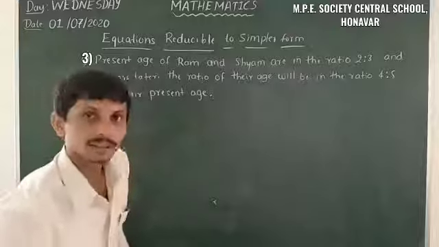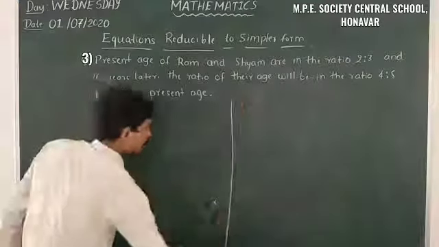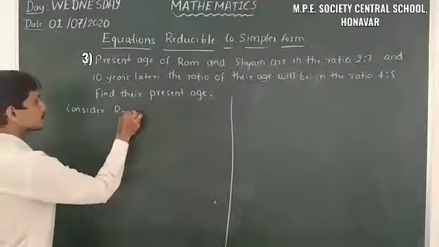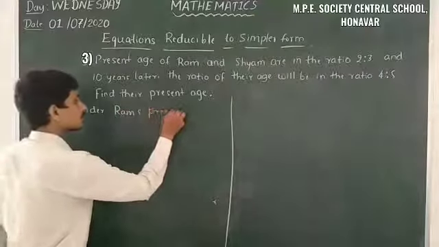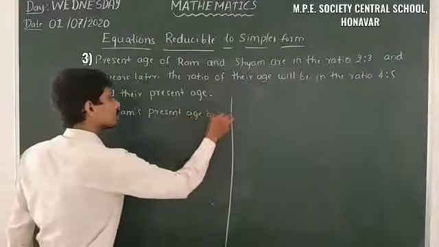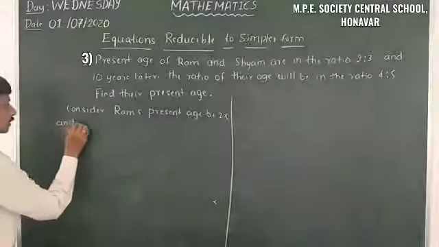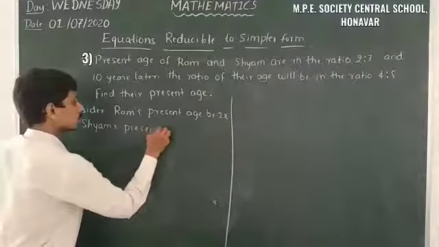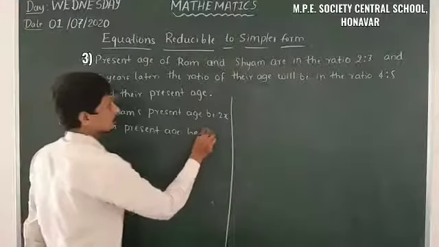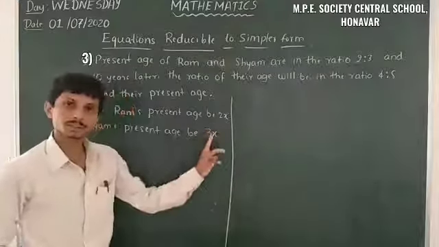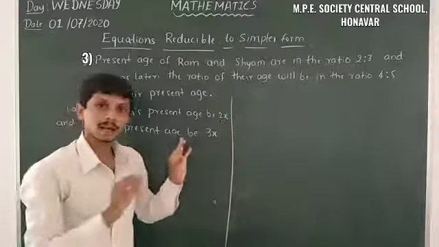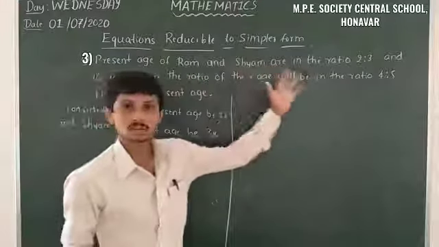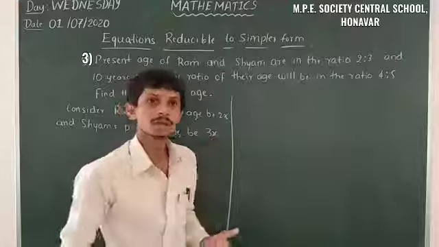That means I will consider Ram's present age to be 2x and Shyam's present age to be 3x. So if we divide 2x by 3x, we get 2 by 3. That means these are in the ratio 2:3. So the first statement is completed. Then we go to the next statement.